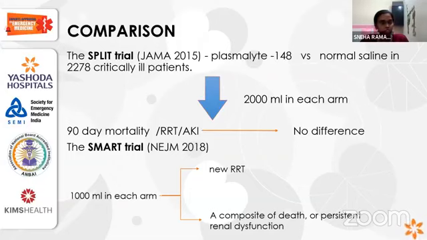And the other trial that was done regarding this was the SMART trial, that was published in the New England Journal of Medicine in 2018, where 1 liter of fluid was administered in each arm. It was found that the need for renal replacement therapy, the death and persistent renal dysfunction were more in the normal saline group.